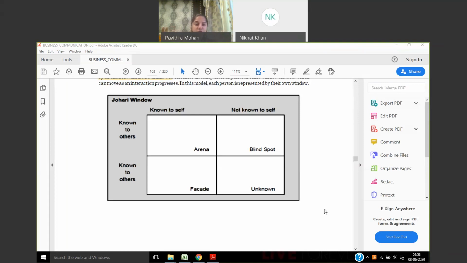Then I will send it to the receiver. The receiver will read the message. That reading process is called decoding. After reading the message, he will understand it. That's called the message being received. If there is any clarification, they will give feedback. That is the process of communication.